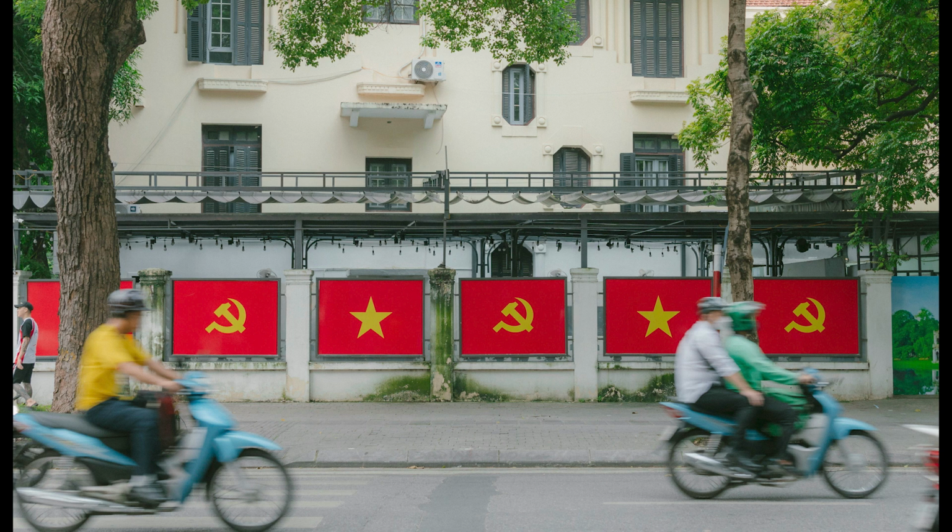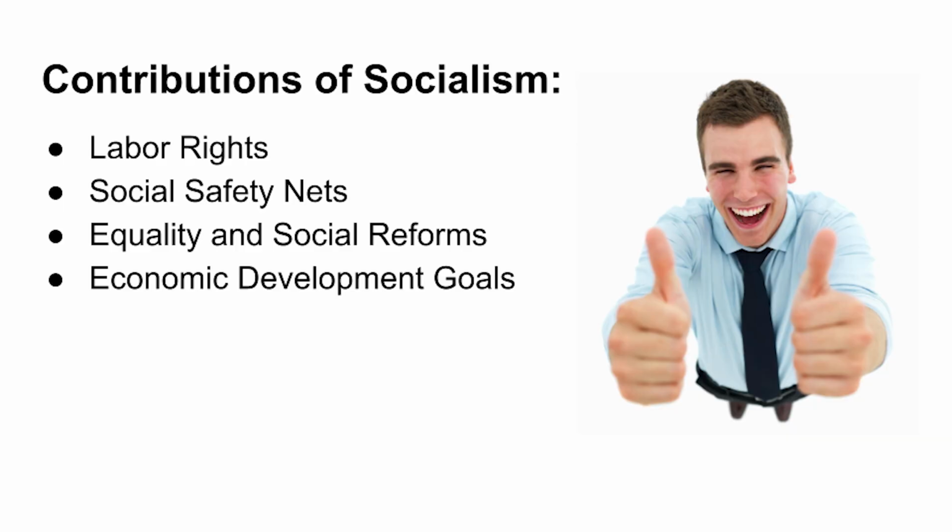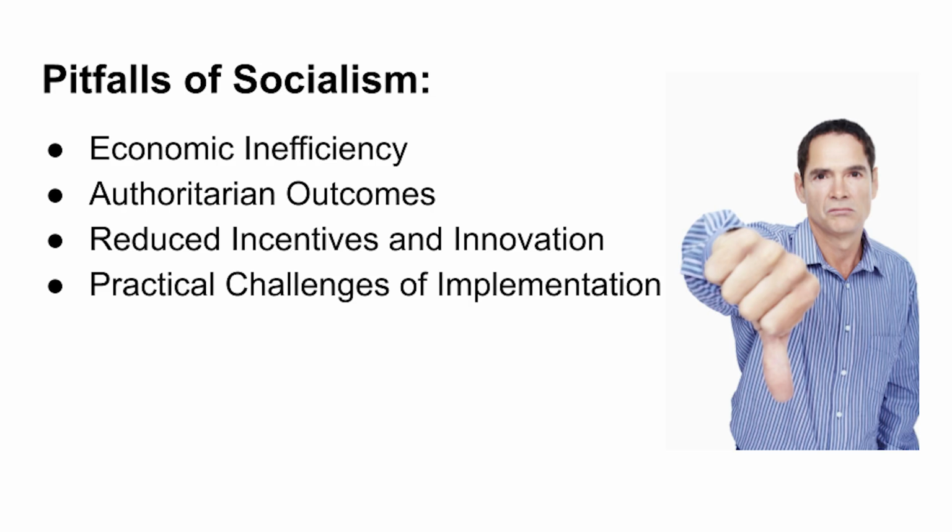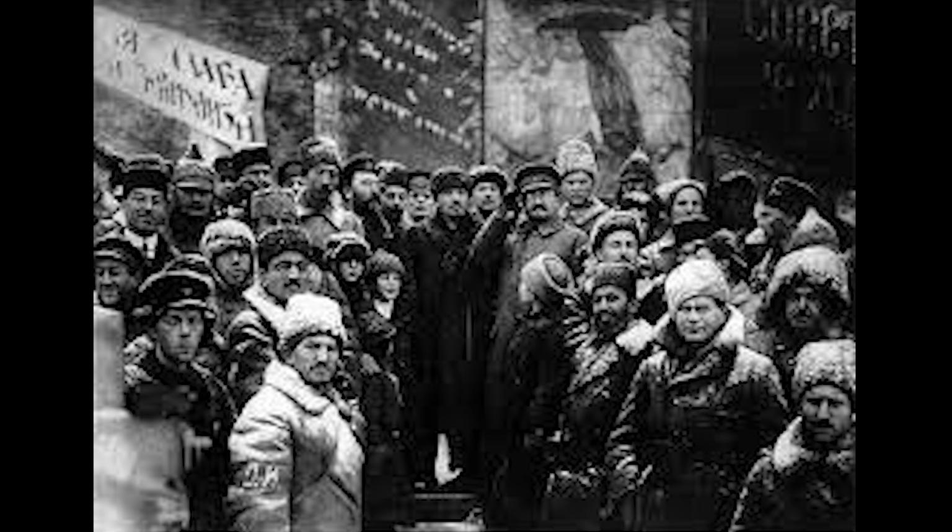Now that we've gone over the full history of socialism, we can look at its greatest contributions and criticisms. The contributions of socialism are as follows: labor rights, social safety nets, equality and social reforms, and economic development goals. Socialism, however, has also had many pitfalls, and they are as follows: economic inefficiency, authoritarian outcomes, reduced incentives and innovation, and practical challenges.